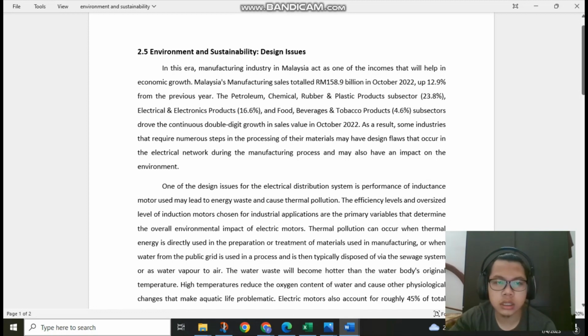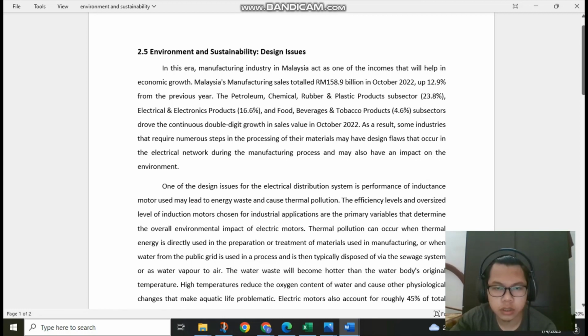So in this era, the manufacturing industry in Malaysia is one of the income sources that has many goals. So it is important to see the environmental and sustainability in the electrical network in the manufacturing industry. Most of the industry consists of petroleum, chemical, rubber and plastic products at 23.8%, electrical and electronic products at 16.6%, and food, beverage and tobacco products at 4.6%. So this is all the manufacturing industry in Malaysia.